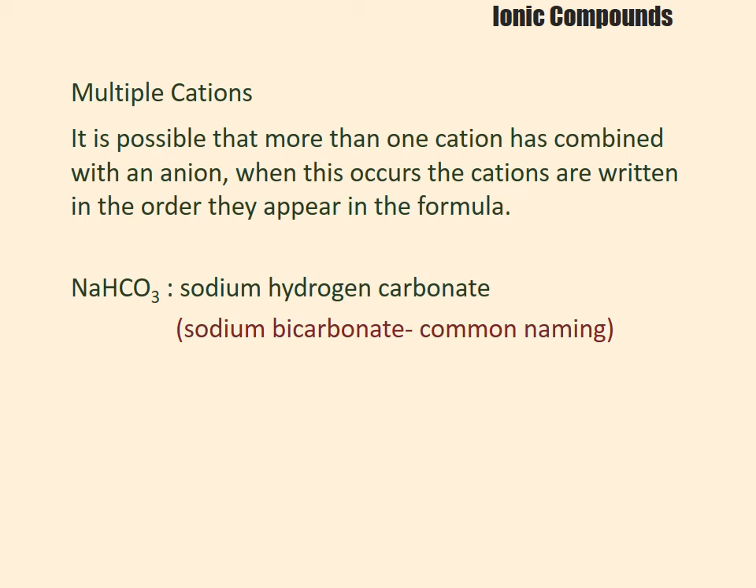Now, as you work through the assignment, you will see that on occasion there are multiple cations in a single formula. So it is possible that more than one cation has combined with an anion. When this occurs, the cations are written in the order they appear in the formula. So NaHCO3 would be sodium ion, hydrogen ion, and then the negative carbonate. So we would call it sodium hydrogen carbonate, although quite frequently the common name for this is sodium bicarbonate.